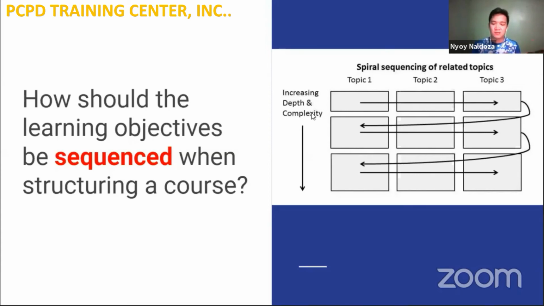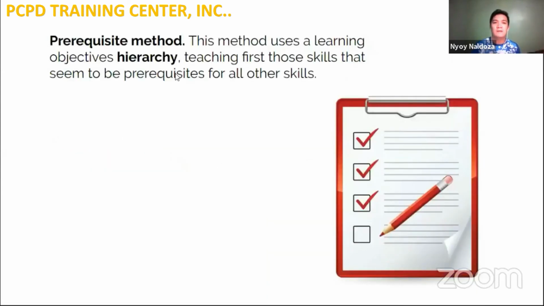Habang lumalalim yung lesson from general, it becomes fully specific. So sequencing based on the order, the manner of frequency, the manner of chronological order of the events can be considered also in structuring a course. So first example would be prerequisite method. So these are the types of sequencing. No? We always follow hierarchy.